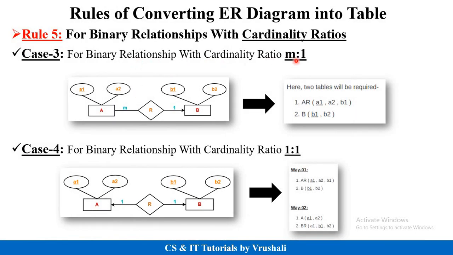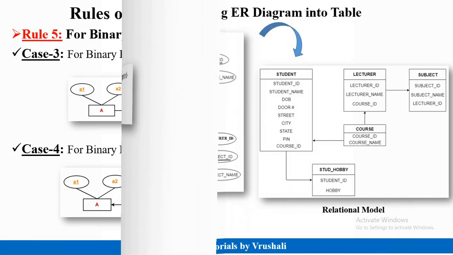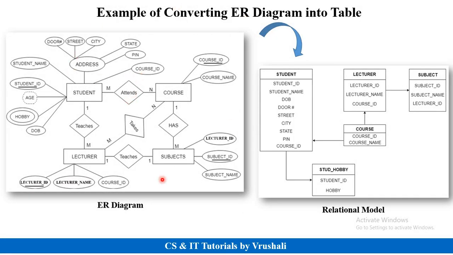Now, suppose a binary relation has a cardinality ratio many to 1. A is on the many side, so they use A1, A2 and it is related with B, with primary key B1. So the table has A1, A2 and B1: all the attributes of the many side and the primary key of the one side. In this way, you need to create the table. So this is how a complete ER model is converted into the relational model. For every entity, you have to create a table.